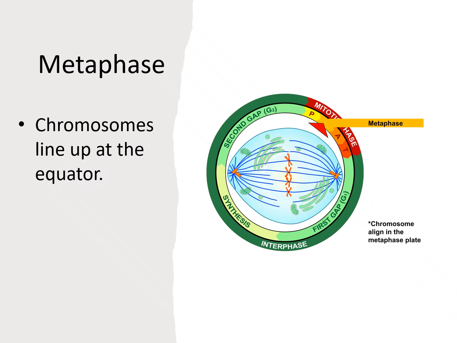During metaphase, chromosomes align at the cell's equator to ensure each new cell gets a full set.